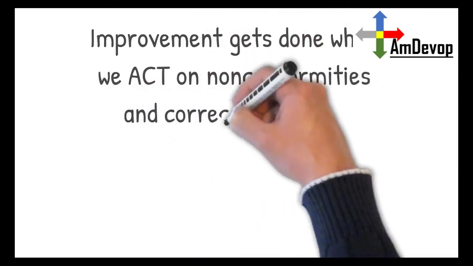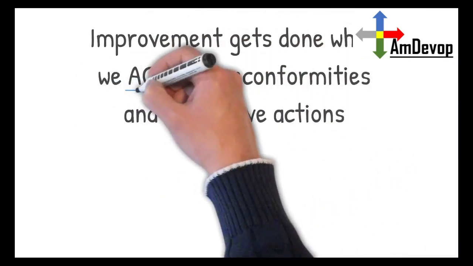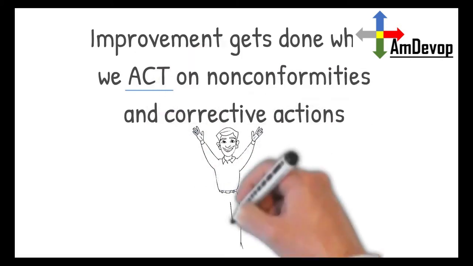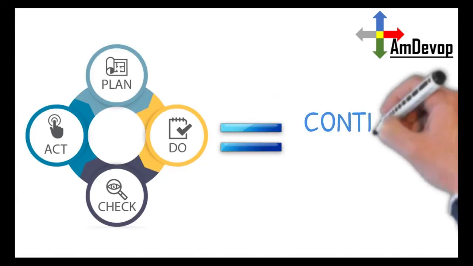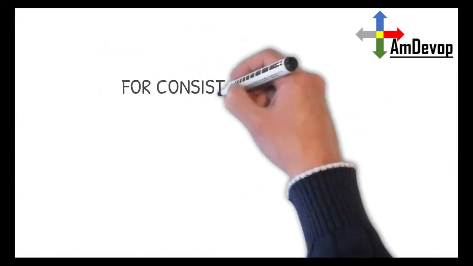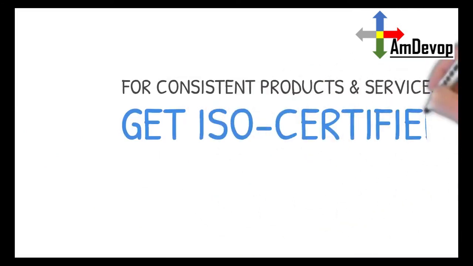So there you go, this is ISO 9001 in a nutshell and how it all works within the plan, do, check, act cycle. Our best advice is, if you want consistency and quality in your products or services, complete the PDCA cycle and get ISO certified.